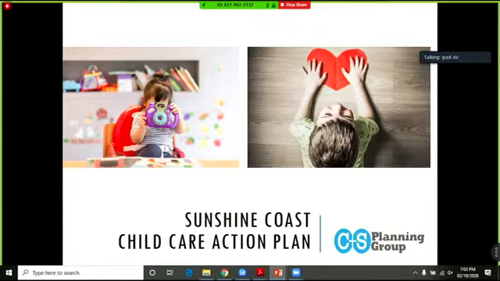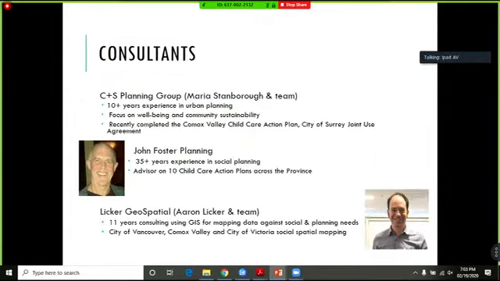I'm presenting on the Sunshine Coast Childcare Action Plan. My name is Maria Stanborough. I was the lead planner on this. I'm introducing very quickly the team. John Foster, he's a planner with 35 years experience in social planning, and he provided a lot of insight into the project. And Liquor Geospatial with Aaron Liquor and his team provided the mapping, and we'll include that into the PowerPoint.